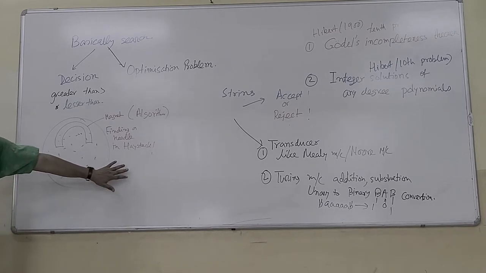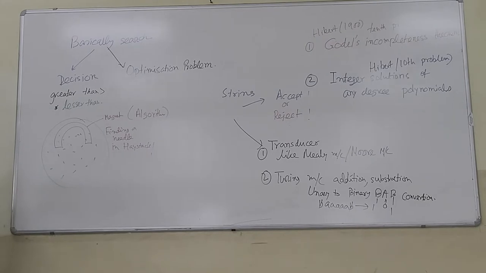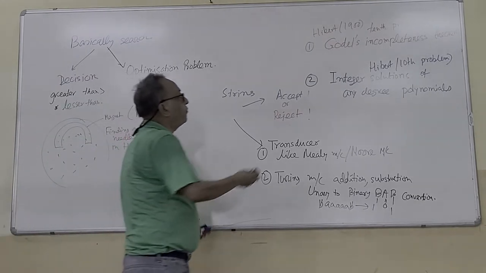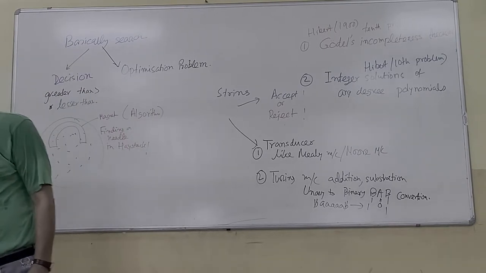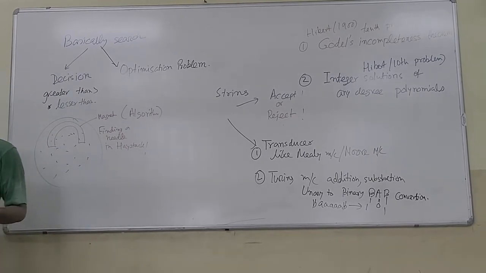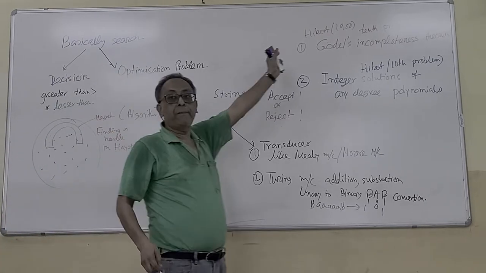Today we start with an overview of automata theory, and David Hilbert, whom you are probably aware of. David Hilbert is a famous mathematician, one of the great mathematicians, if not the topmost one. In 1900, he gave a lecture in Paris.